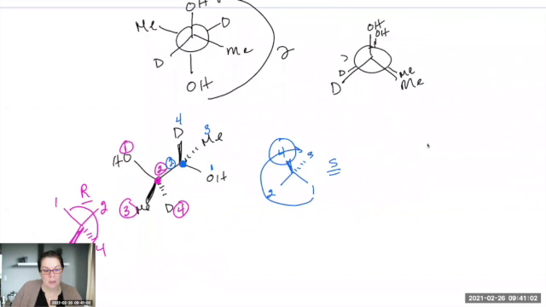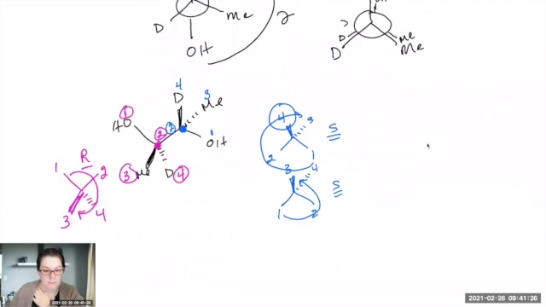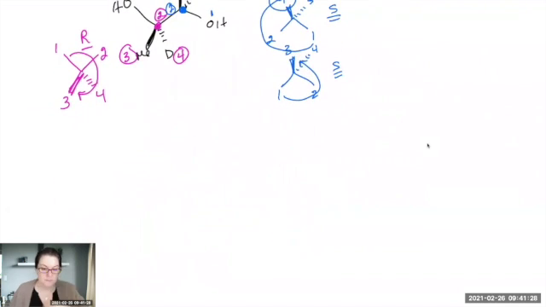S. If you don't like the opposite rules and you want to flip it over, the two that are in the plane switch places, 1 and 2, and the wedge dashes switch places. 3 comes in the front, 4 goes in the back. 1 to 2 to 3 gives us S. Good? Yeah, awesome. Questions, comments, concerns?